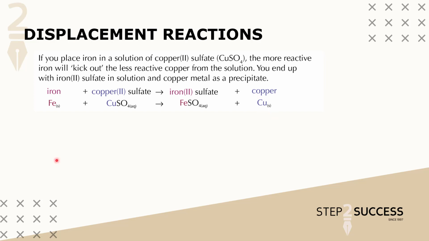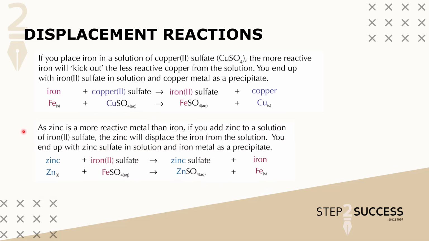If we do another one of those, then zinc here with iron sulphate: because zinc is more reactive than iron, and if we go back to the reactivity series I'll be able to show you, zinc is more reactive than iron, zinc kicks the iron out, forming zinc sulphate, and we have iron left. And that is, in a nutshell, a displacement reaction.